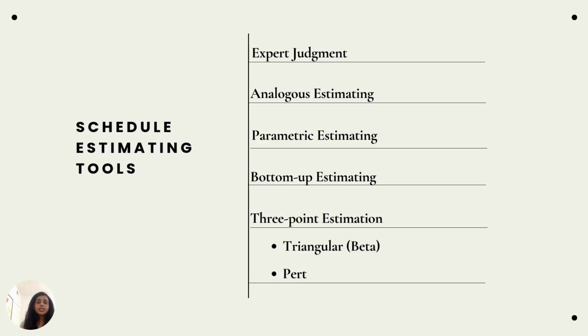Parametric estimating is historical data plus statistics from the projects we have done in the past. Since parametrics has statistics involved, it is more realistic and reliable.